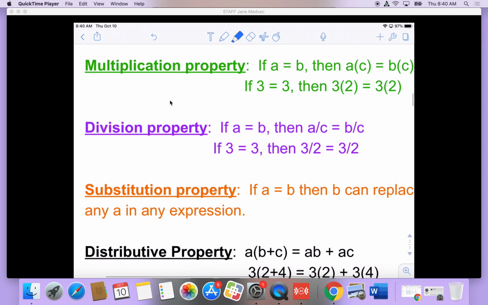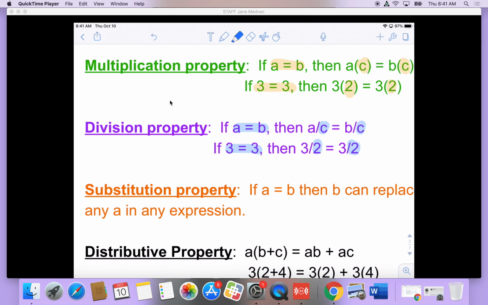Okay, the multiplication property says that if I have A equals B, and I multiply something on one side, then I multiply it on the other. So an example would be 3 equals 3. I multiply by 2, multiply by 2. It's the multiplication property. And then finally, the division property. If A equals B, if I divide both sides by C, it's division. Or 3 equals 3, divide by 2, it's division. Okay, so those are the basic ones.